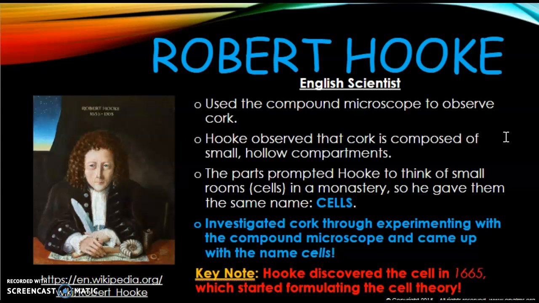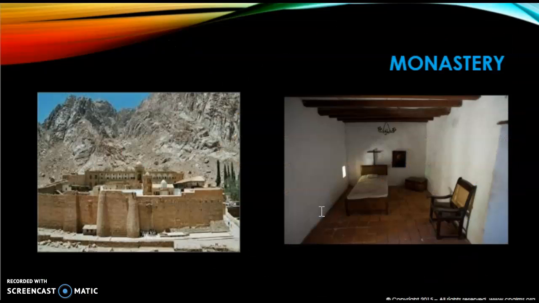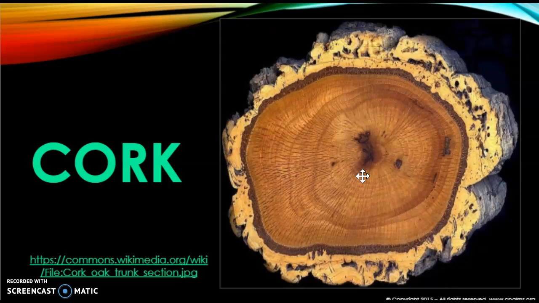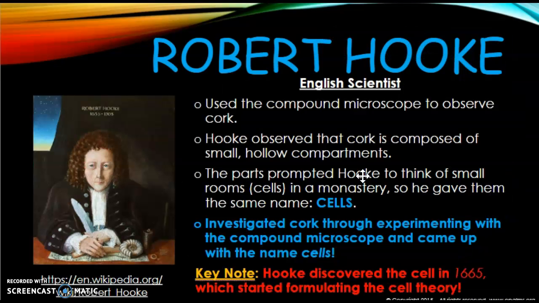And when he investigated the cork and looked at it through the microscope, it reminded him of this, okay? It reminded him of a monastery at the time, and of the little rooms that people live in, what they call little cells, kind of like jail cells, okay? So these tiny little box rooms. And when he looked at the cork under the microscope, he saw these tiny little boxes, and he called those little boxes cells, the same as the small rooms in a monastery.